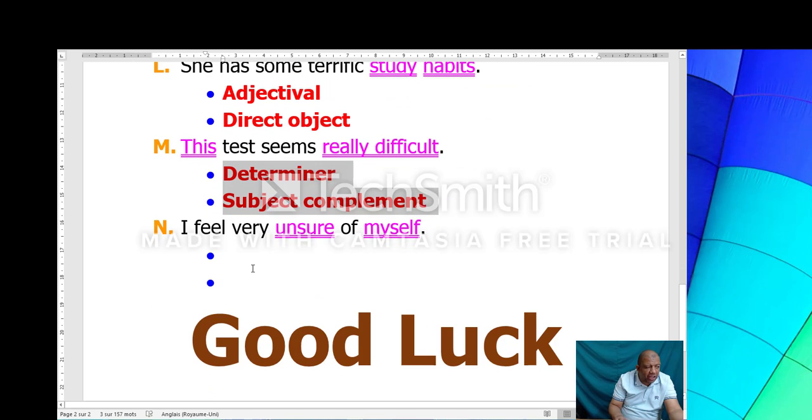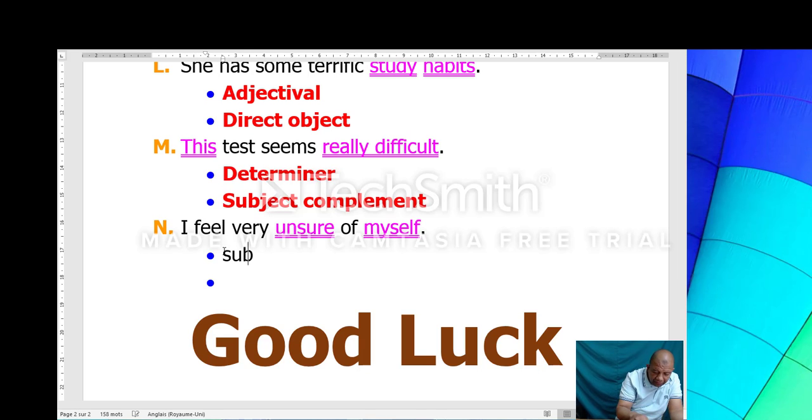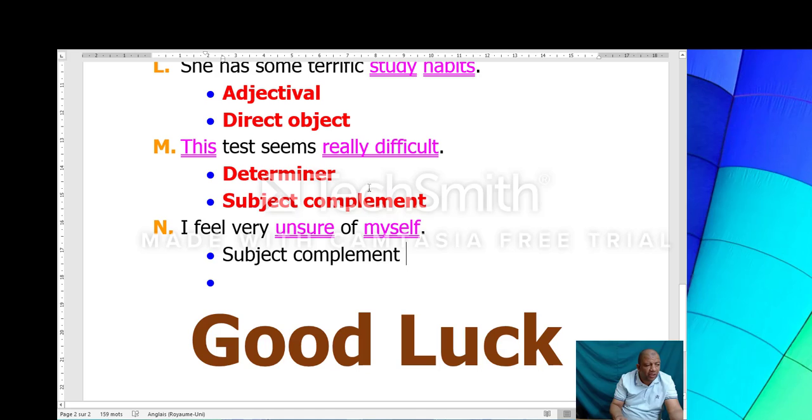I feel very unsure. Unsure, subject complement, because the verb to feel is a linking verb and we can replace it. Therefore, we can say, I'm very unsure. Myself, it is object of preposition.